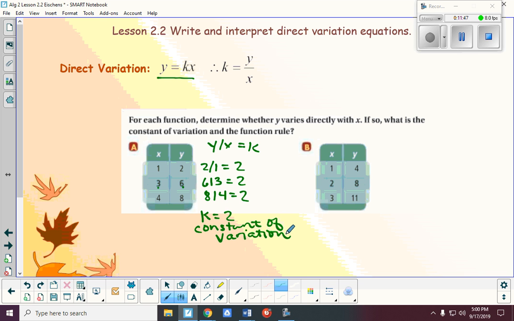And to write the equation then, we just substitute that into y equals kx, so it would be y equals 2x. And that would be your direct variation equation.